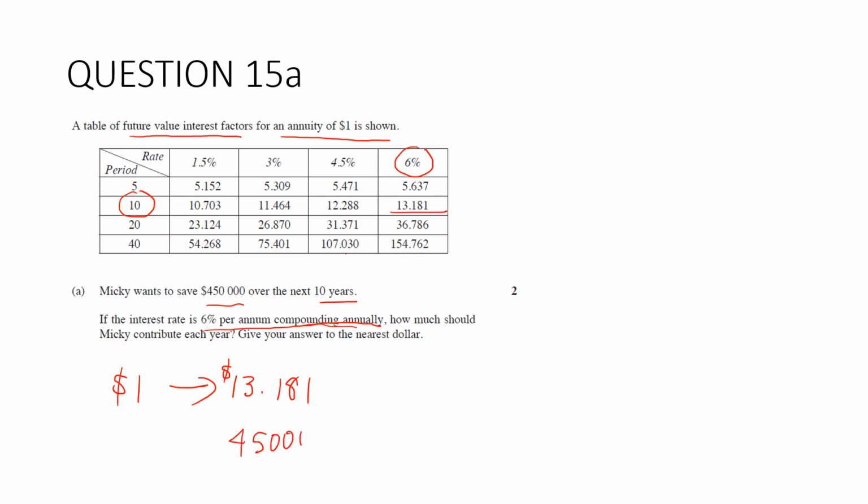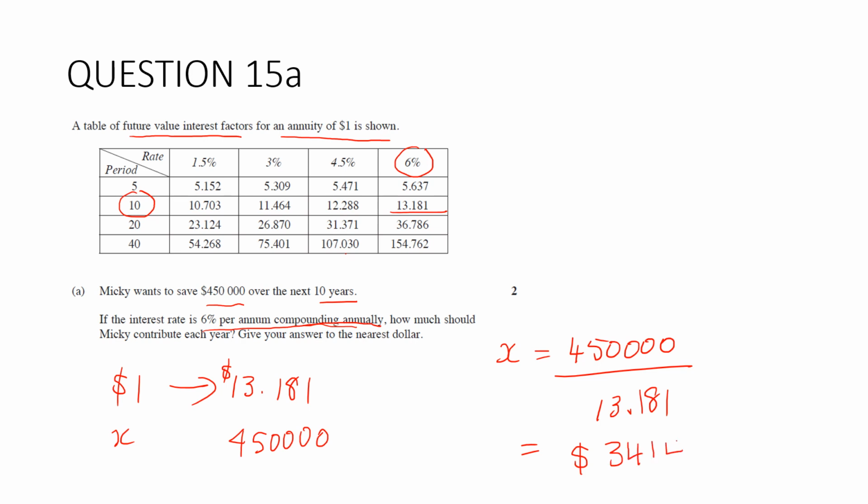450,000. So for setting up an equation, we're going to do x is equal to 450,000 divided by 13.181, which is, let me grab my calculator, divided by 13.181 is 34,140. Give your answer to the nearest dollar. It's 0.5 cents. Yeah, that's correct.